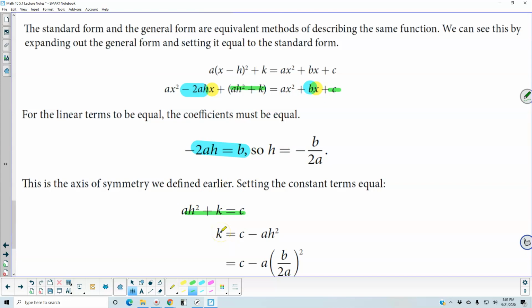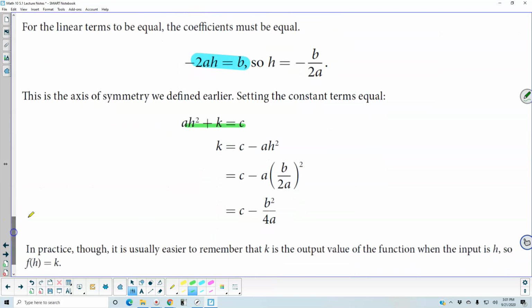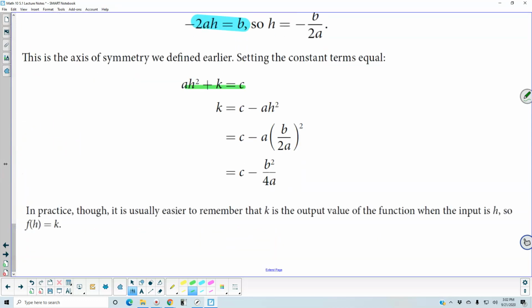And now we're going to solve for k. Solving for k, we have to subtract ah squared from both sides, and then we're going to plug in what we have here for h. So c minus a times b over 2a, squared. If we square this, we get b squared over 4a squared, and we can simplify one of the a's. So we get c minus b squared over 4a. In practice, though, it is usually easier to remember that k is the output value of the function when the input is h. So f of h is equal to k.